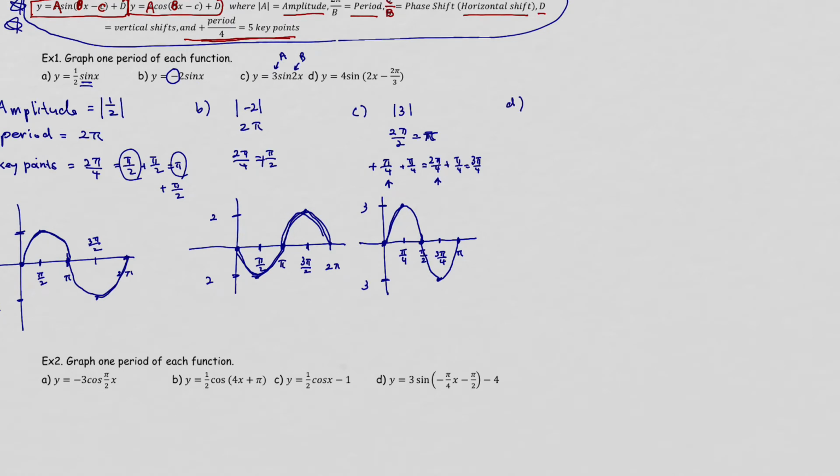This one, you have A, B, C, D parts, right? This is A, this is B. You don't have D, you have all the way to C. Let's see what makes the difference. So this one, you have amplitude of 4, absolute value of 4. Your period is going to be 2 pi over B, so it will be 2 pi over 2, so that's going to be pi. And then your 5 key points, you're going to use the period, which is pi here.